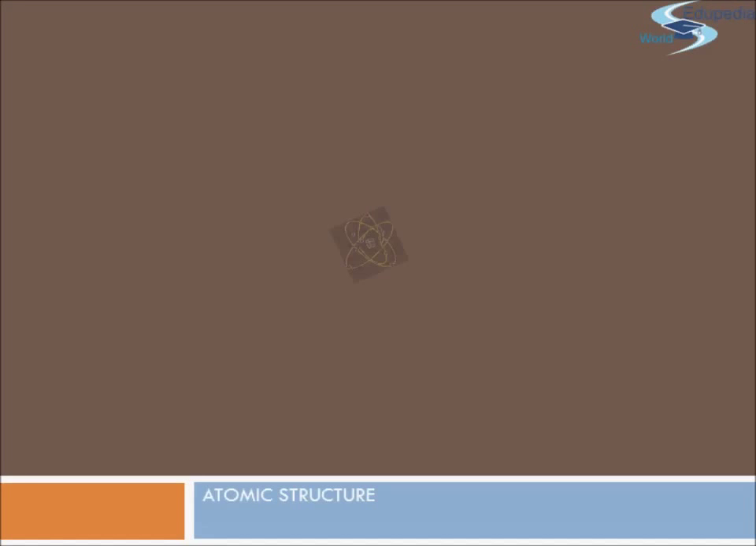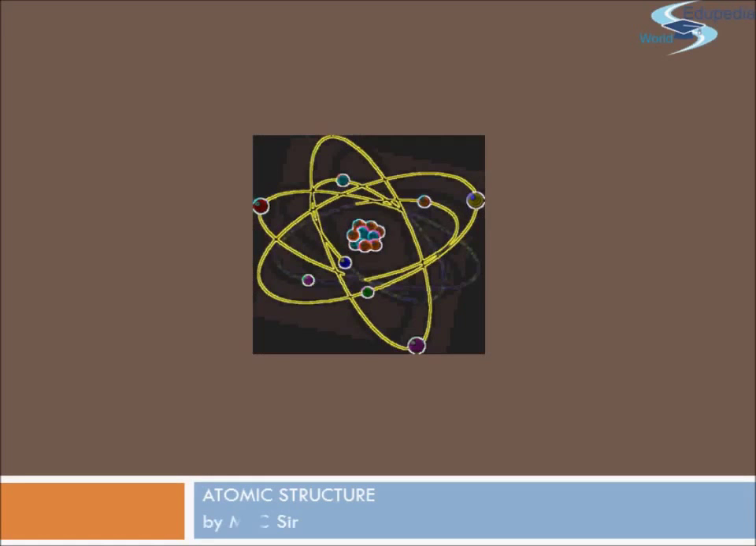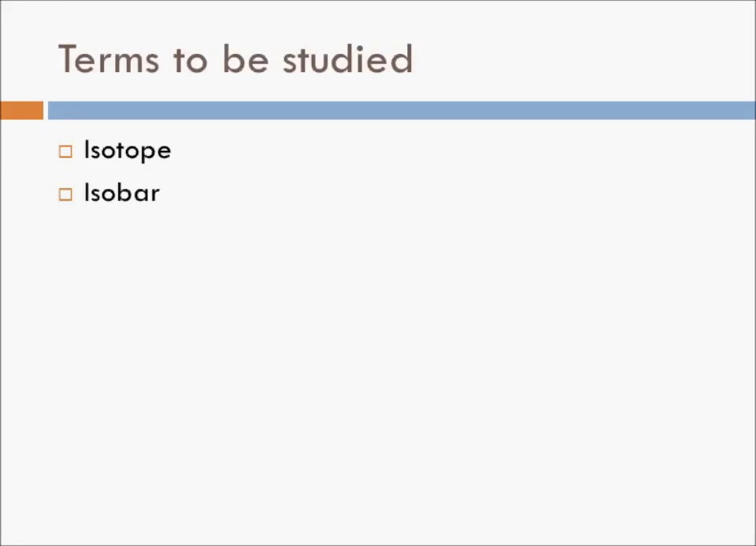In this session of atomic structure, we will start with some terms that we have to remember, like isotopes and isobars. Alright, so we have already seen what we mean by atomic number and mass number. So the rest of the terms that we are going to study will be based on those two numbers, atomic number and mass number. So the terms that we will be studying today are isotopes and isobars.